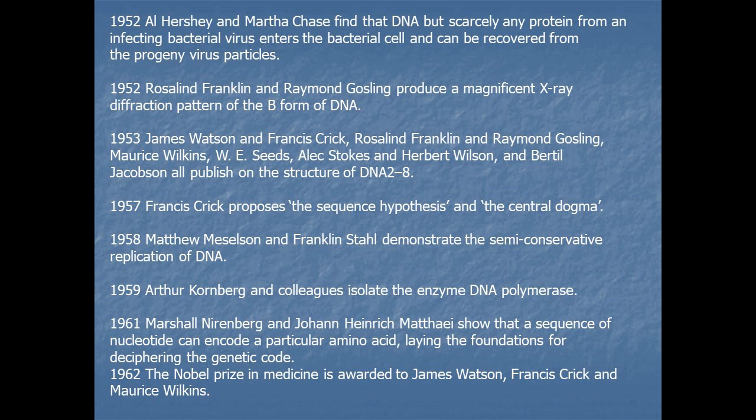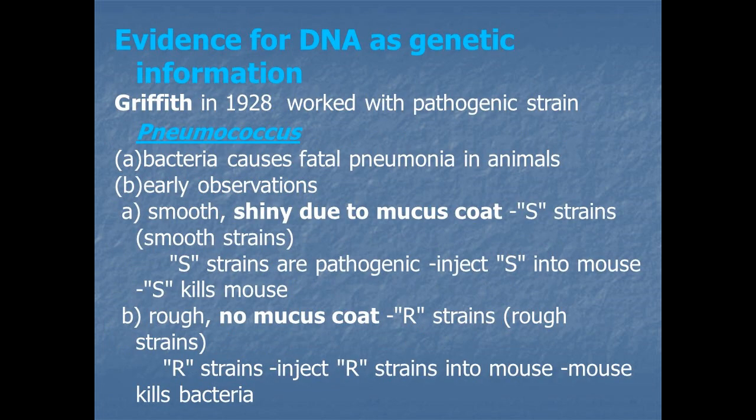Let's go to the topic straight away. Our topic is the evidence for DNA as the genetic information. As I said before, many people worked to prove that DNA is the only genetic material, and the first and pioneer among them was Griffith. In 1928, he was working with a pathogenic strain of pneumococcus, a bacterium that causes fatal pneumonia in animals.